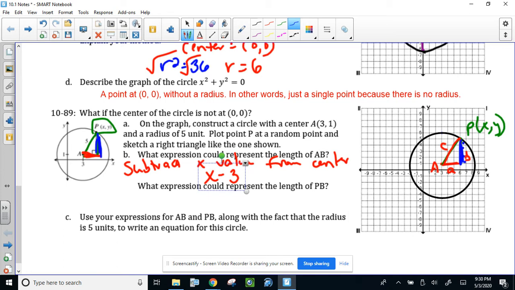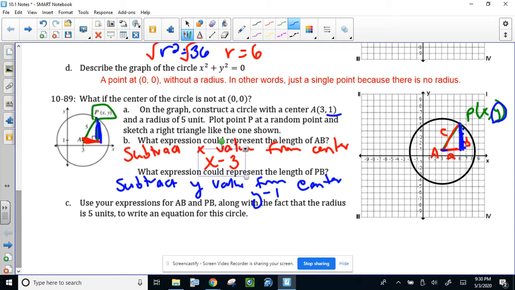So how am I getting 4 units as the height of the triangle, but 5 as the value in the graph? Well, I needed to subtract the y value from the center. So this would be more like y minus 1. So my y value for my point minus the y value from my center, y minus 1, right, because the y value in the center was 1.